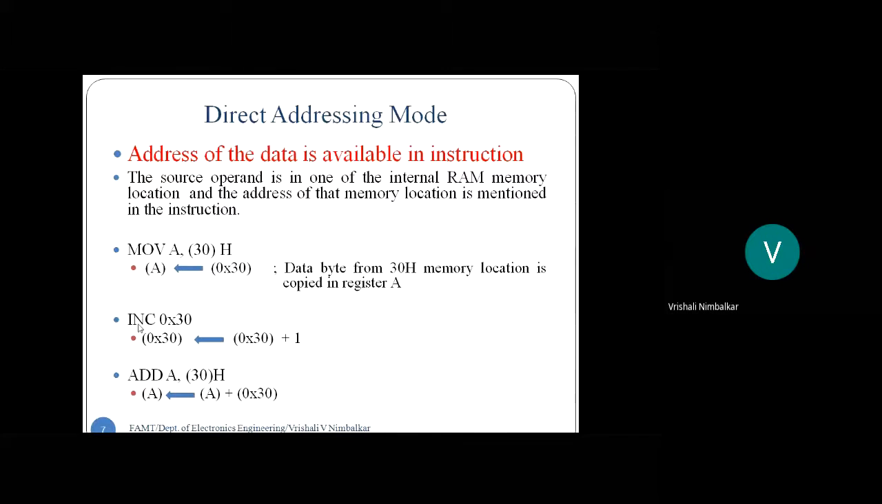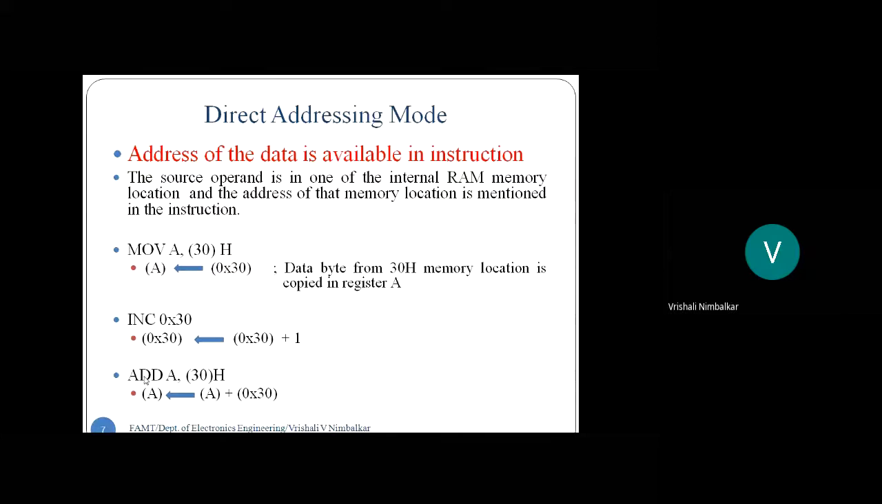Look into the next example. INC 30 hex. 0x30 is 30 hex. What is mentioned in the instruction? Address. Right? No hash sign. That's an address. Now what is it doing? Increment 30 hex means the data or the contents of this memory location is incremented by 1 and stored back in the same memory location. Right? So what is the source operand? The source operand is in memory and the address is mentioned in the instruction.